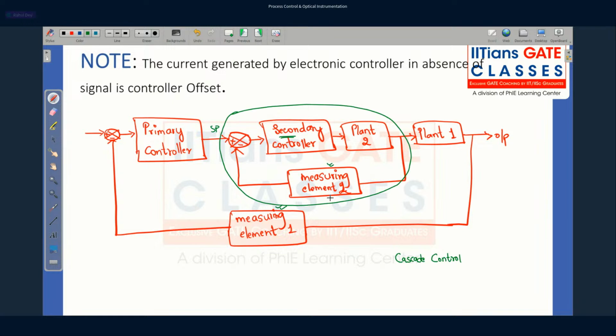One very important thing that we need to know is the current generated by an electronic controller in the absence of a signal. It is known as controller offset. I have specifically written this here because once this question was asked: what is controller offset in your engineering services exam? Controller offset is the value of current or signal when there is no input to the electronic controller. At that time, whatever output I am getting is known as controller offset.